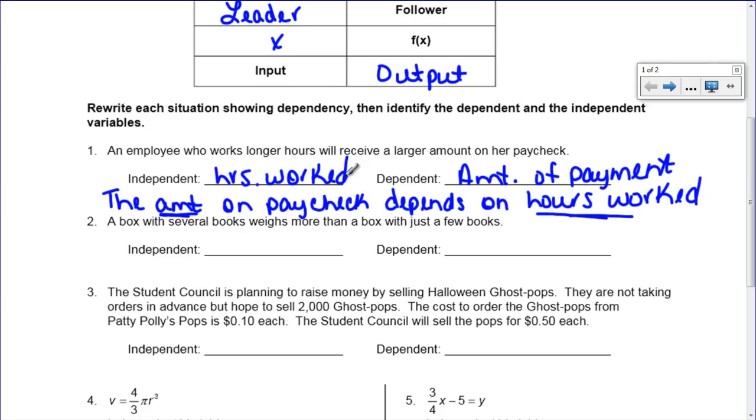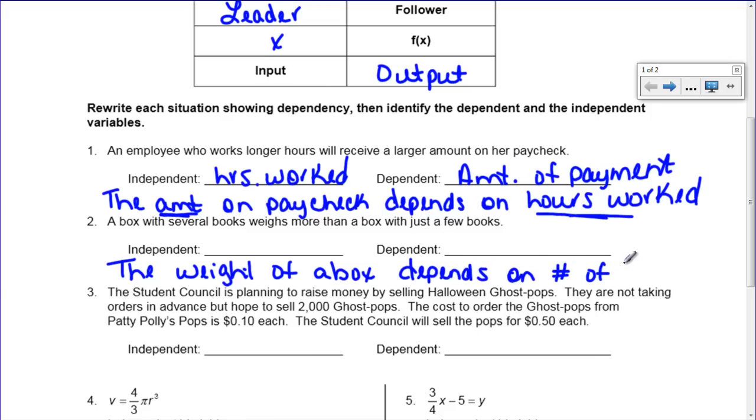So the next one, a box with several books weighs more than a box with just a few books. And so the two things, my variables here are kind of hard to tell. My two variables are going to be the number of books and the weight of the box. And so to write it as dependency, I'm going to say the weight of a box depends on the number of books that are in it.